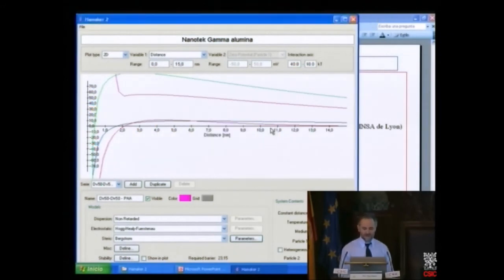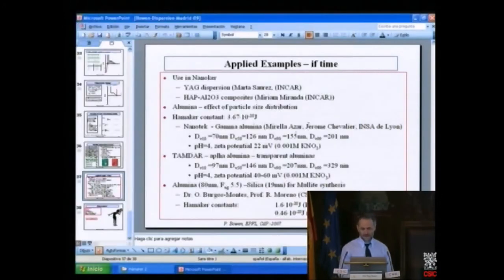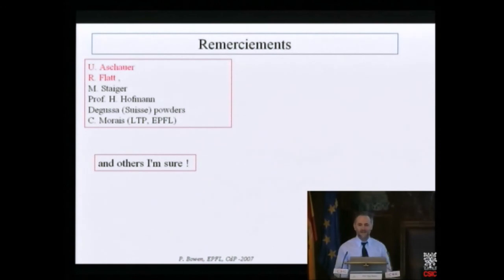So you can go to our website, you can download it, you can play with it. And if you find anything you're not happy with, you can get in touch with us. So that brings me to the end. Lots of people to thank, particularly Uli Aschauer.